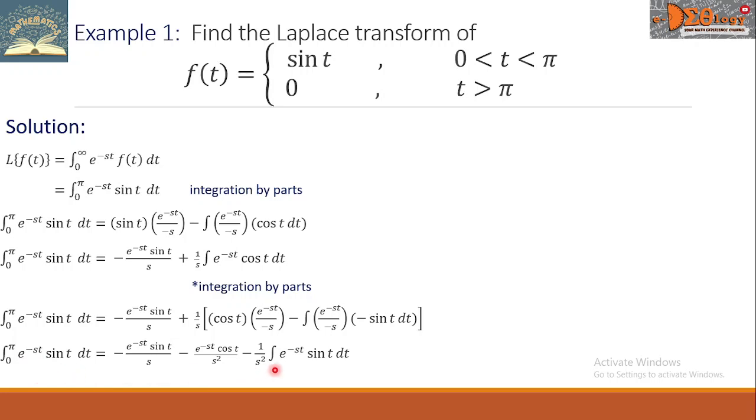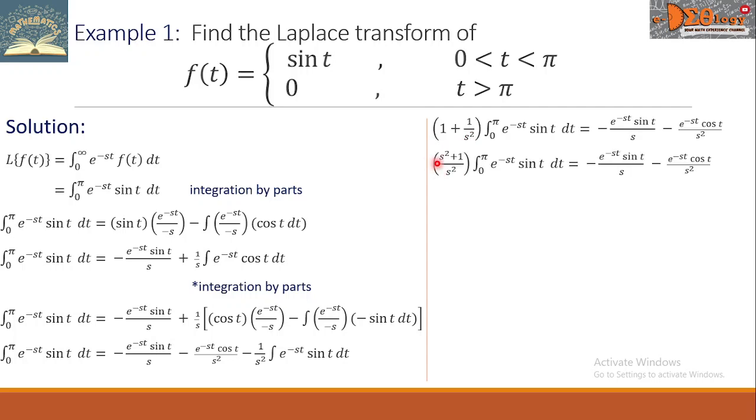What we're going to do here is to transpose this integral to the left side. This is negative, so it becomes positive on the right. And then we take the integral as the common factor. The new line becomes like this. The integral is now multiplied by 1 plus 1 over s squared. At this point, let us combine this 1 plus 1 over s squared into one fraction. So we have s squared plus 1 all over s squared.